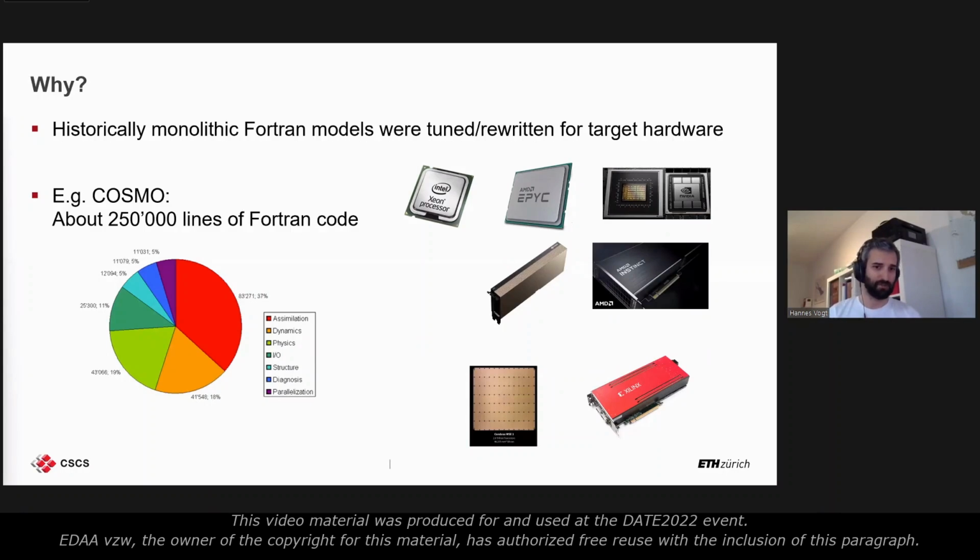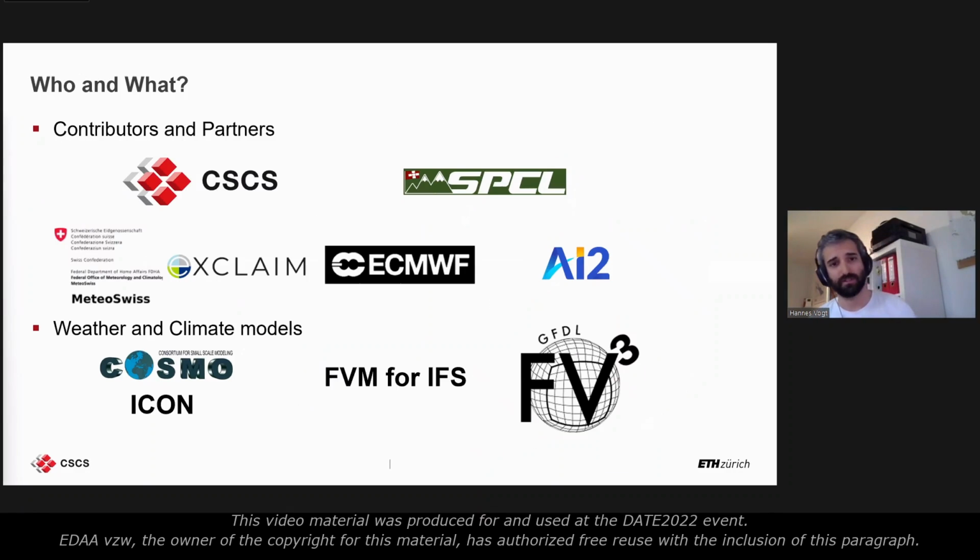And we're talking here about codes that typically have a size of 250,000 lines of code or more. This is an example here, the Cosmo weather model. The work we are doing is done in a collaboration with several partners. The origin is in about the year 2010, a collaboration between CSCS and MeteoSwiss.